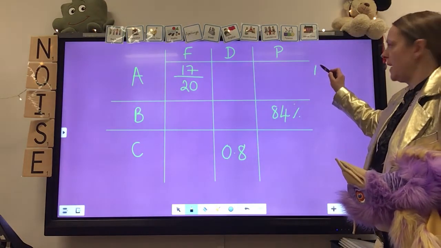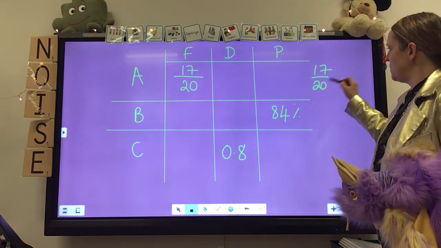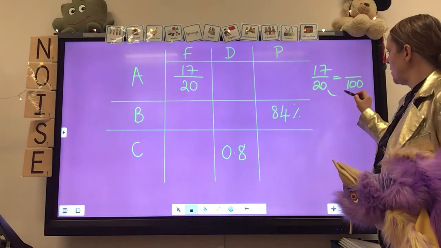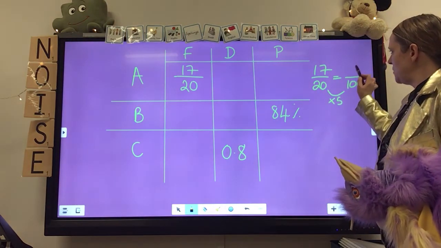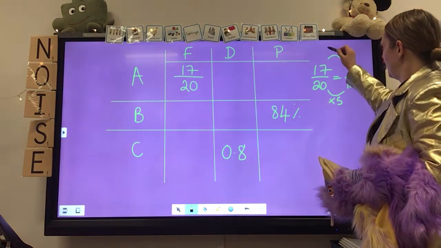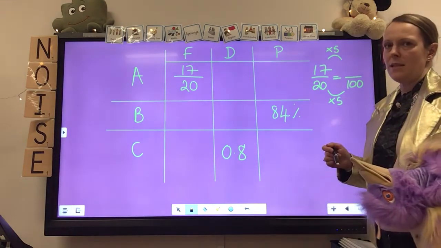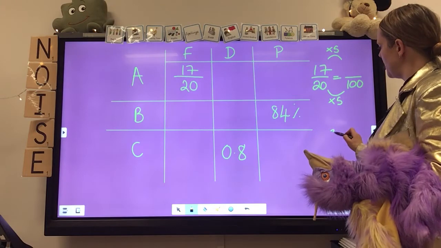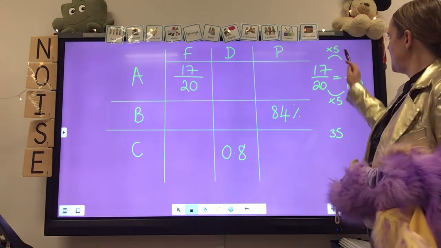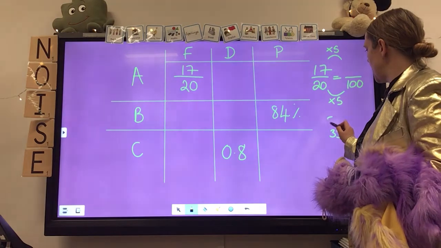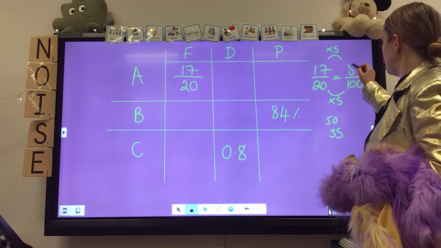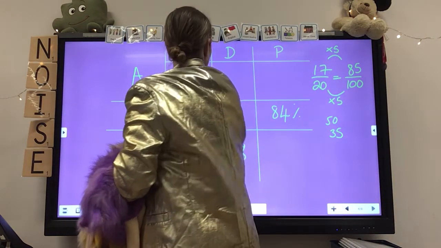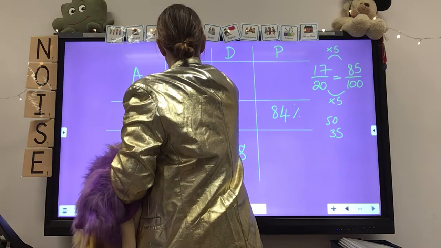So we've got 17 over 20 and I want to make it into 100ths. So what have I done to the 20 to get 100? That's right, I've timesed it by 5. So now I need to do 17 times 5. Okay, which is not the easiest to do mentally, but I'm going to, in my head, partition it. And I know that 5 times 7 is 35, so I'm just going to jot that down here. And I know that 10 times 5 is 50. And then I'm just going to add the 2 together and I know that the answer is going to be 85. So actually, I can rub this out and change this. So person A got 85 out of 100.